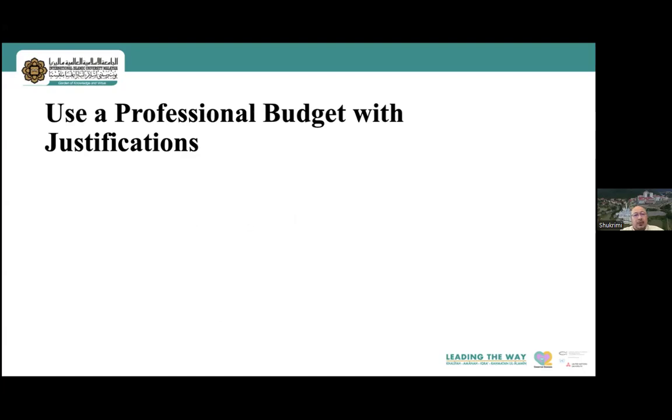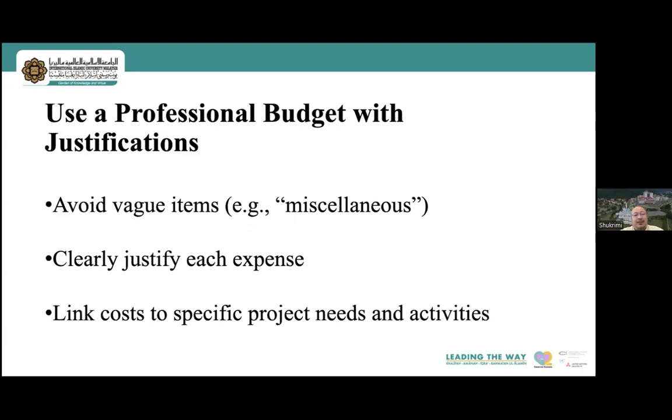For the budget, we must use a budget with justification. We must avoid vague items like miscellaneous expenses. Because you have no idea what to write, you write miscellaneous, and the miscellaneous may be more than the actual grant, and the percentage may be more than what is written for the important budget items. So miscellaneous should be avoided. You need to write clearly, justify each expense, and then link cost to specific project needs and activities.